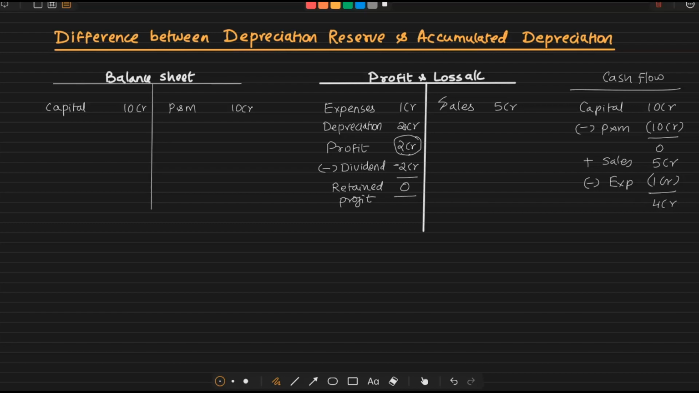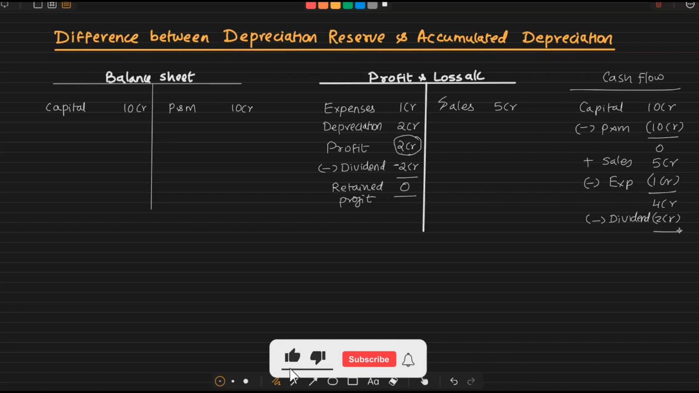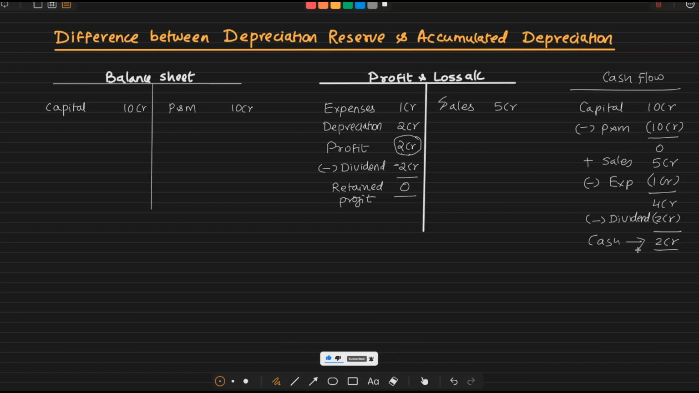This depreciation is not a cash outflow, so I need not deduct that. It means I have cash of 4 crore. But of the cash 4 crore, if I had calculated in the traditional method, I would have concluded this 4 crore is the profit. But no, because of depreciation, thanks to that provision, I'm not going to declare the entire 4 crore. I'm going to declare and distribute only 2 crore as a dividend. So let me pay dividend also 2 crore. So what is left over now? 2 crore. So this is the cash balance. Okay, this is the cash available.